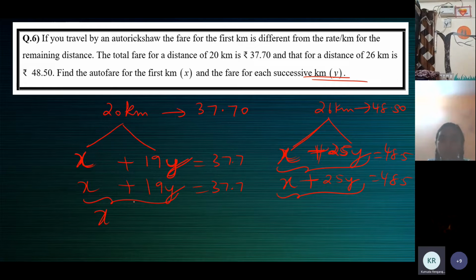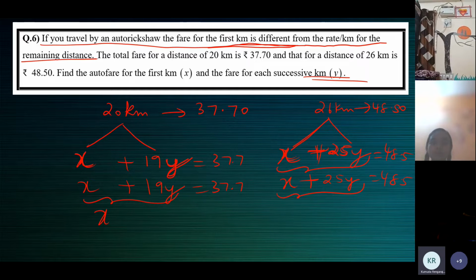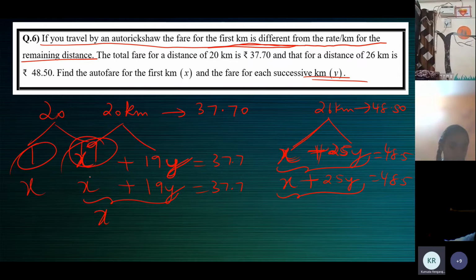The one which we have done in the class is different from this one. If you travel by an auto rickshaw, the fare for the first kilometer is different. It's x rupees. It's different from the rate per kilometer for the remaining distance. So 20 kilometers, he'll break it into 1 and 19. For the first kilometer, he'll charge you x rupees. For the remaining 19 kilometers, into y. 1 kilometer, y rupees.